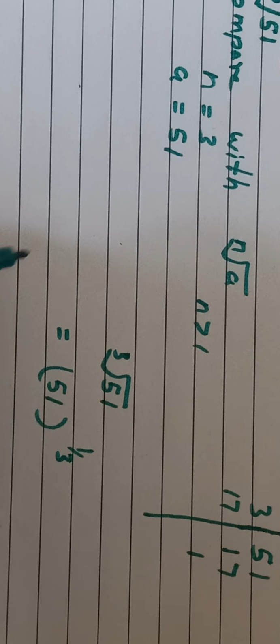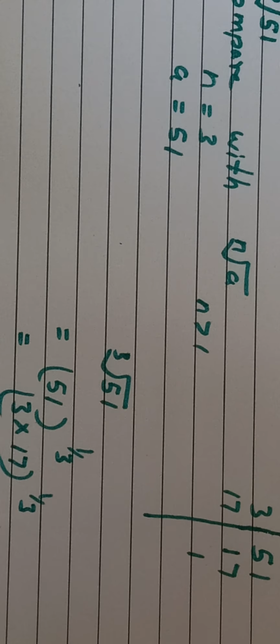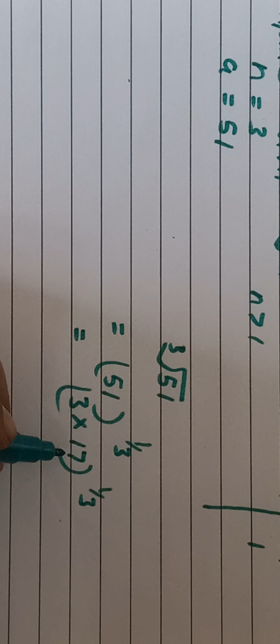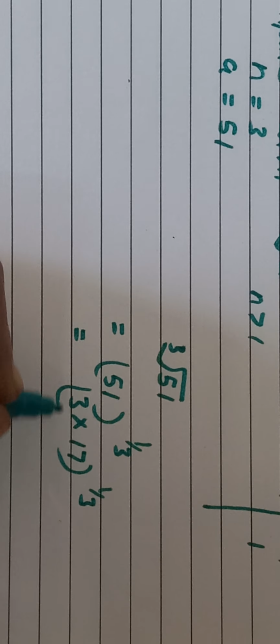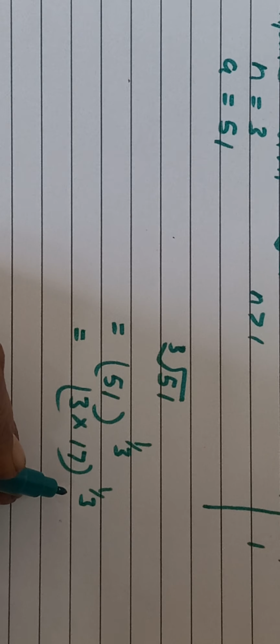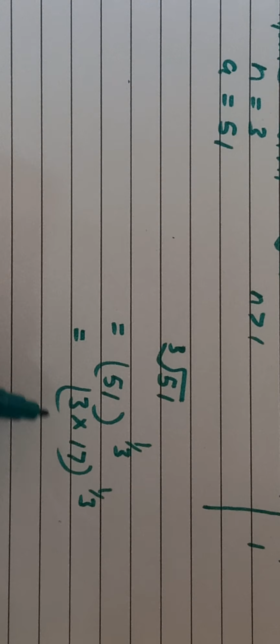Now 51, if I am going to solve it, 51 is 3 into 17, raised to 1 by 3. Correct? Now, because both are prime numbers, we cannot solve it further. It will remain as it is, 3 into 17 raised to 1 by 3. So this number, cube root of 51, will remain the same.